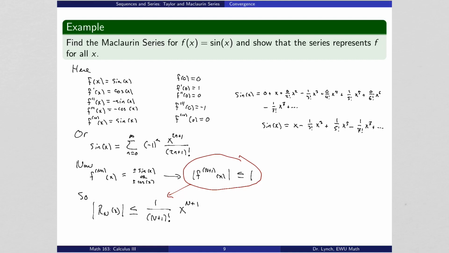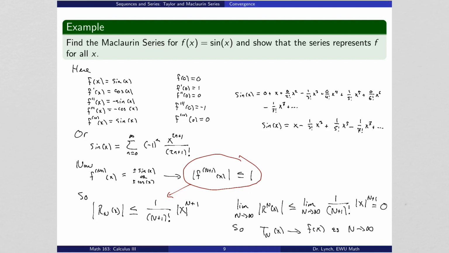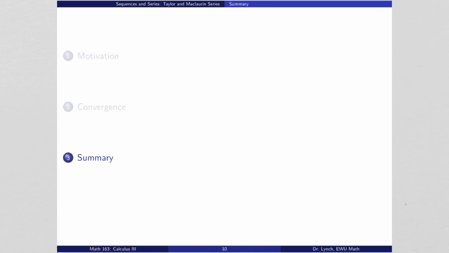times x to the n plus 1 divided by n plus 1 factorial. So we can see then that R sub n definitely goes to 0 as n goes to infinity because the factorial term forces it to 0. So here again is that inequality. T sub n of x is f of x because the remainder term goes to 0 as n goes to infinity.